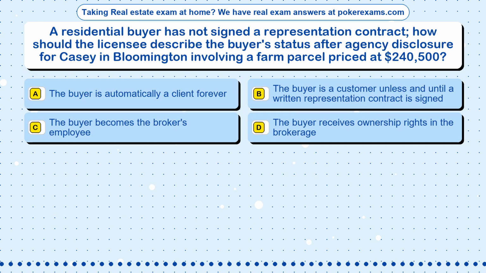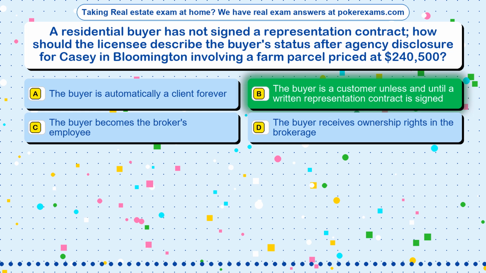Question 62. A residential buyer has not signed a representation contract. How should the licensee describe the buyer's status after agency disclosure for Casey in Bloomington involving a farm parcel priced at $240,500? Option A. The buyer is automatically a client forever. Option B. The buyer is a customer unless and until a written representation contract is signed. Option C. The buyer becomes the broker's employee. Option D. The buyer receives ownership rights in the brokerage.